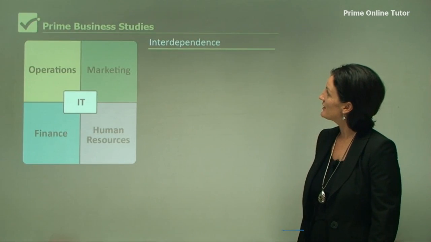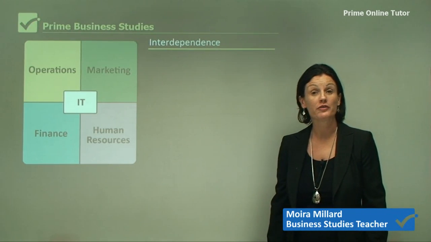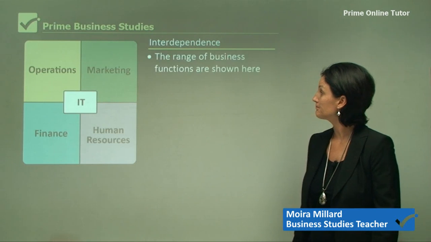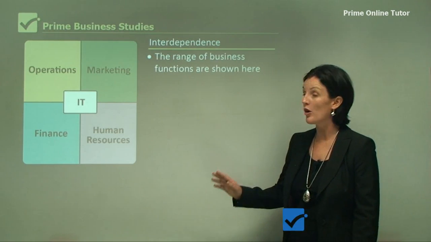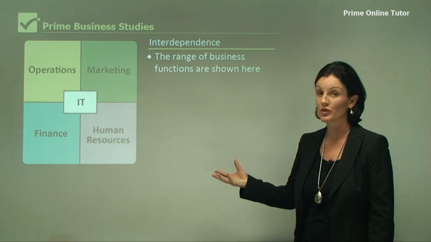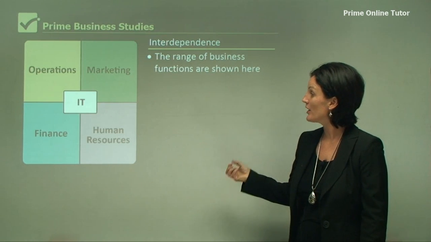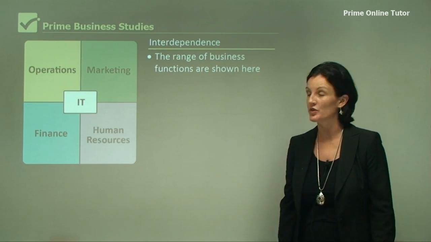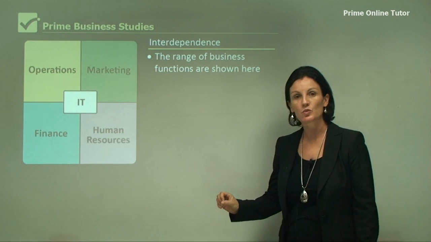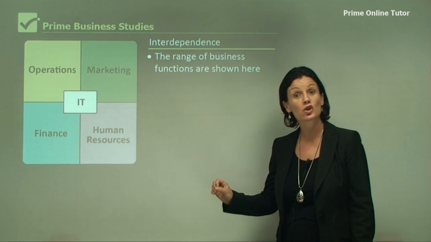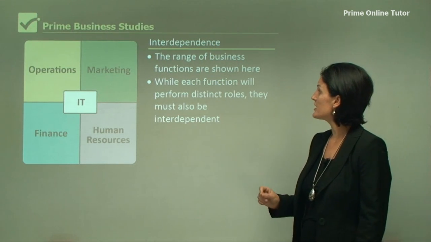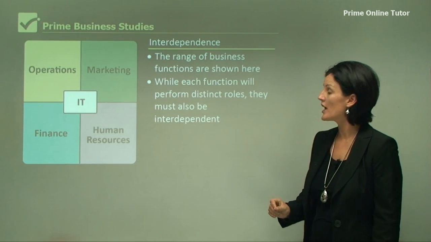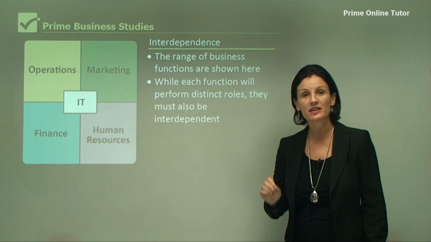Hello, and this lesson is on the interdependence of different business functions. The range of business functions are shown here in the diagram. We have operations, which the whole unit of work is on, marketing, finance, and human resources. In modern day businesses, we also need an IT department to ensure that the business can run effectively.